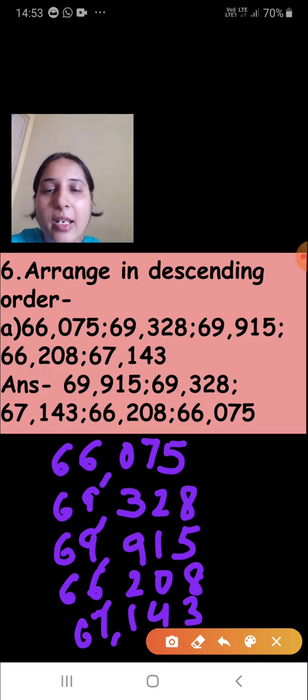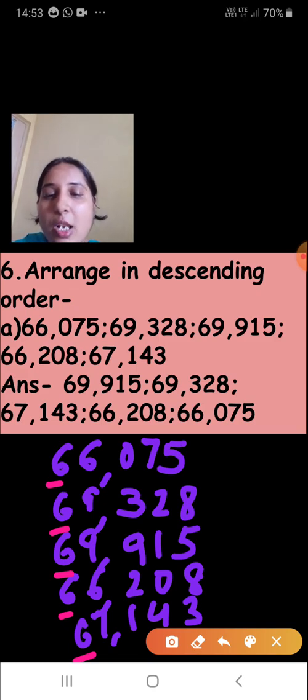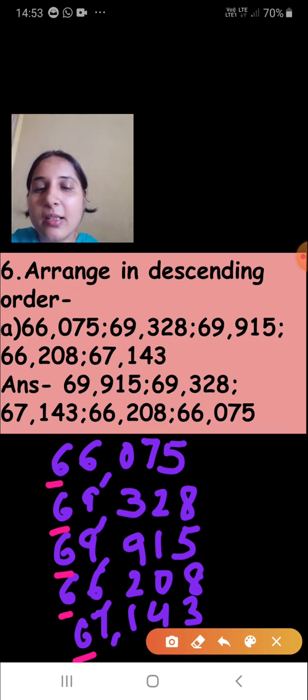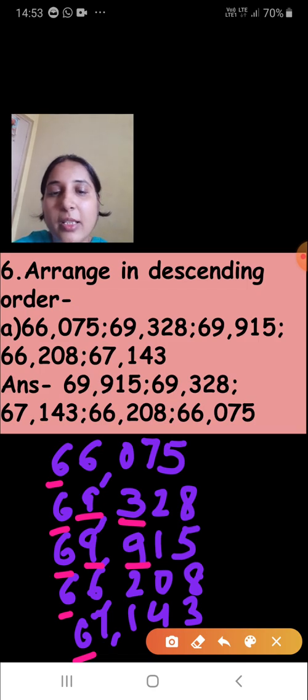So you can see at the 10,000 place we have 6 everywhere, isn't it? So now we will see the digit at the 1000 place. Which one is having the greatest digit at the 1000 place? This one and this one, 9. So if it is same, then we will see the digit at the hundreds place. This is having 9 and this is having 3. Which one would be greater? Obviously this one.